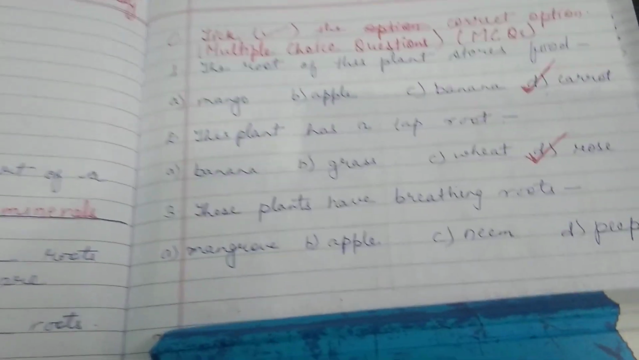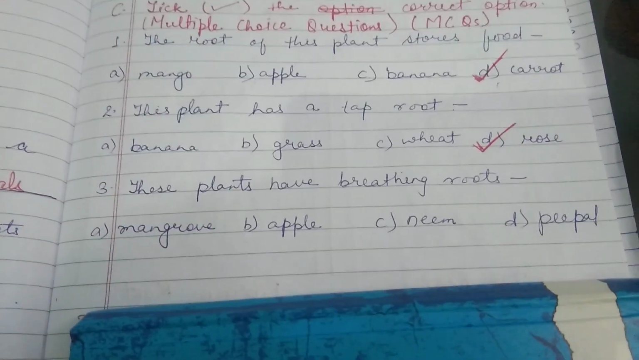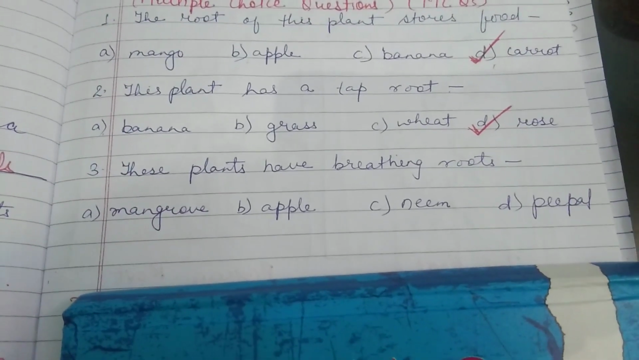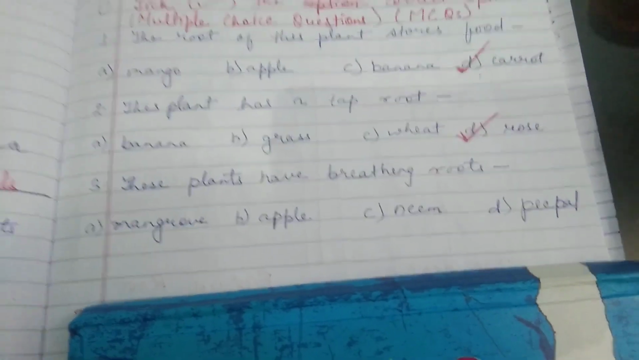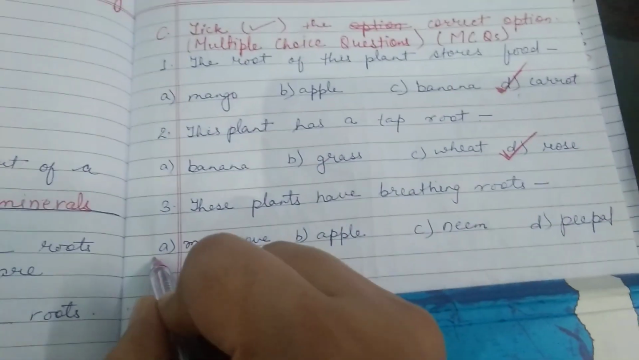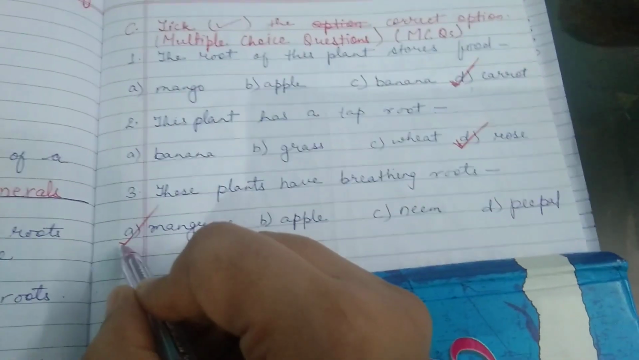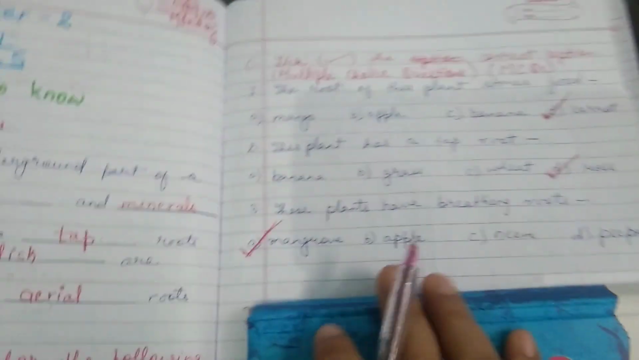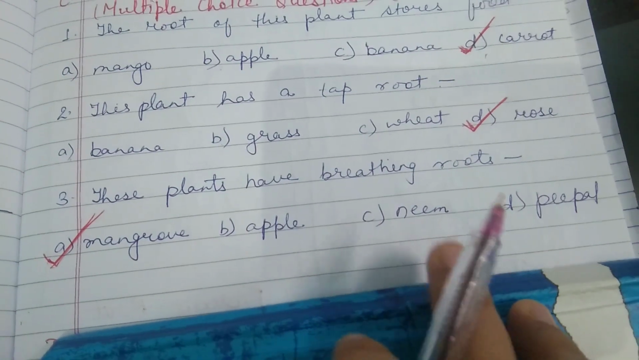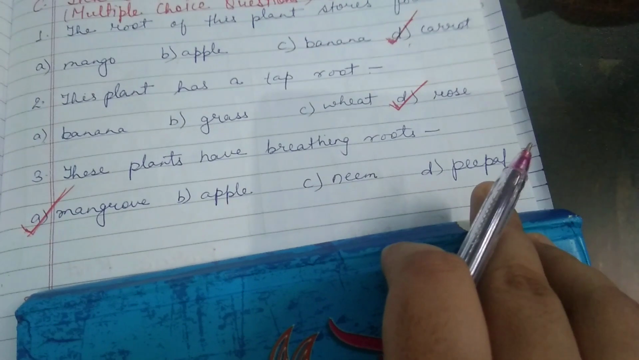Now comes the third question. Which of these plants have breathing roots? We have already studied about this. The first answer is mangrove plant. Mangrove plant has breathing roots. Apple plant does not have breathing roots. Neem tree, you all have seen neem trees around your houses. It also doesn't have breathing roots, and peepal tree does not have breathing roots.